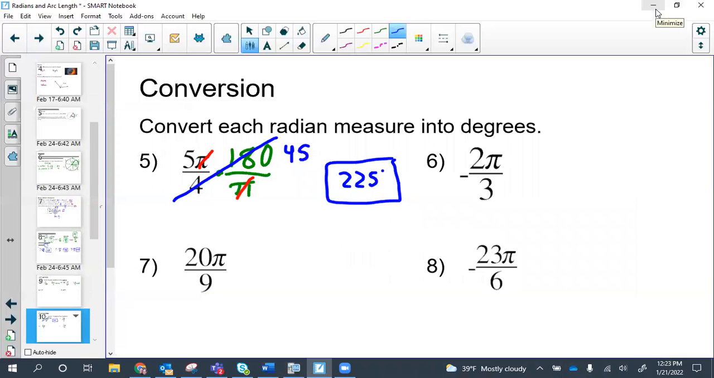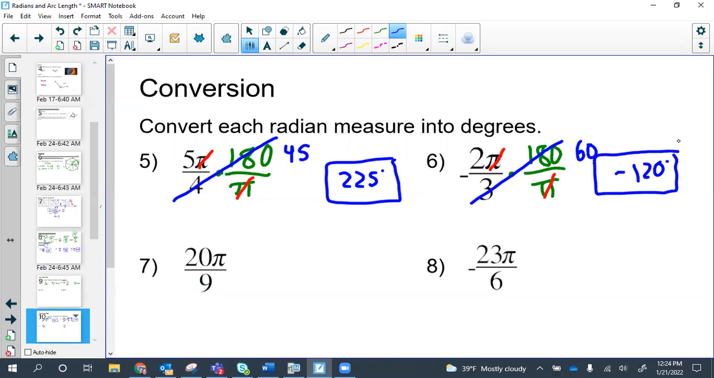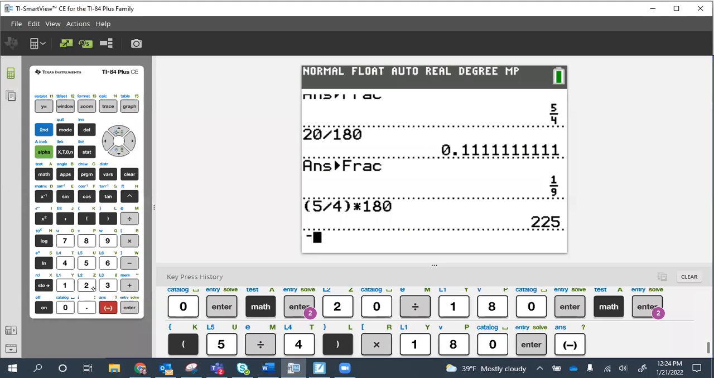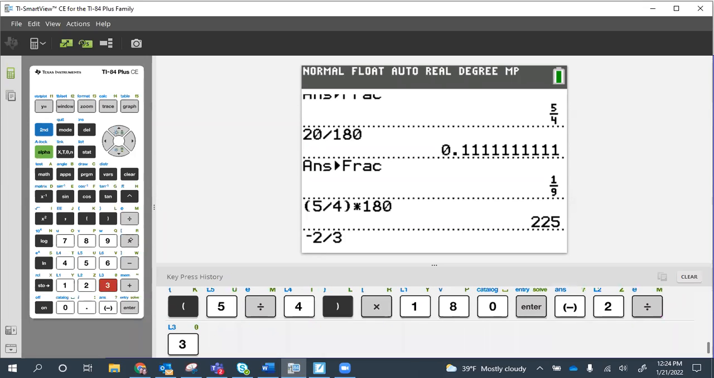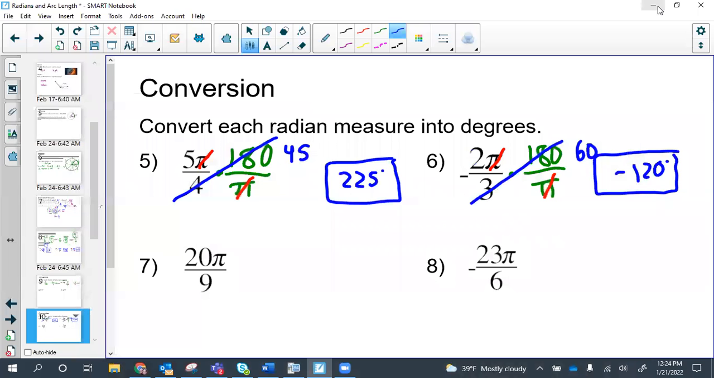-2 pi thirds. We want that. So this is already in radians and we want it in degrees. So we're going to times it by pi over 180. Or sorry, I said that backwards. I was writing it correctly. 180 over pi. So the pi's can cancel out. 180 divided by 3 is just going to be 60. And 60 times -2 is -120. I'm going to check that though. And let's just do -2 thirds times 180. -120. Nice.